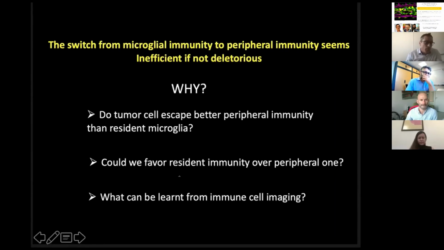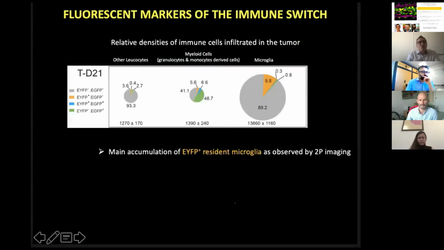Most of all, what we need to know is what we can learn from imaging, because these cells are fluorescent. So when we classify the cells according to the three main classes, microglia being the resident, myeloid cells being the peripheral, and other leukocytes that are not labeled in our cells, it appears indeed that at the very beginning of the tumor, the fluorescent, EYFP-positive microglia that appear here in orange are the main regulator, both in number and proportion, of the immune response.